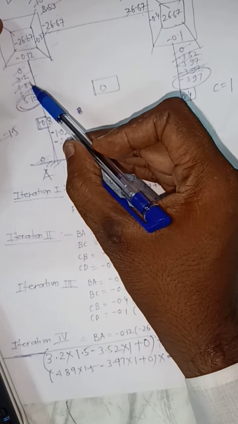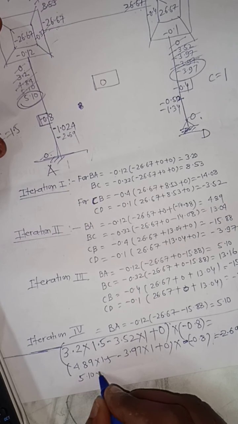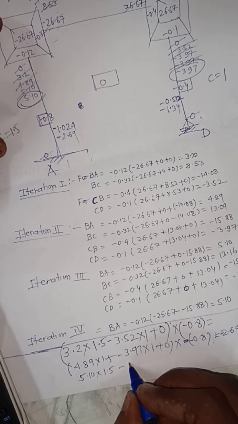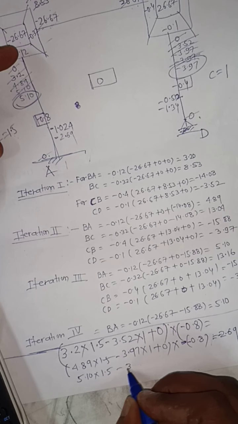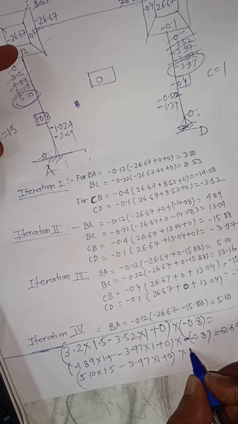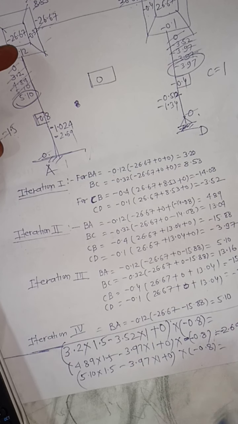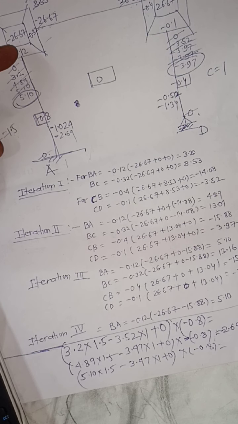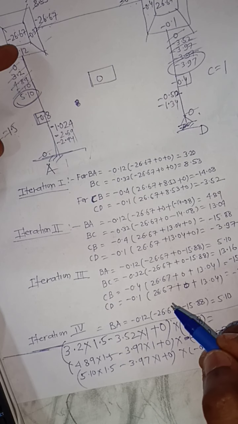The next is 5.10. Then 5.10 into 1.5 minus 3.97 multiplied by 1 plus 0, into minus 0.8. The first value 5.1 into 1.5 minus 3.97 multiplied by minus 0.8, that will be equal to minus 2.94. 2.94 will be the answer.